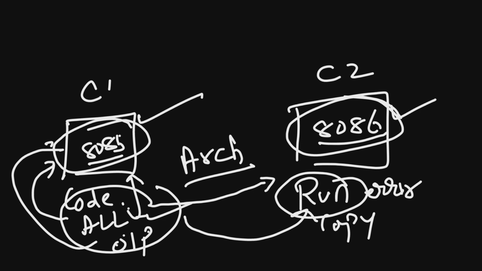So in the case of assembly level language, whatever the code I have written in one computer, it cannot be run in a computer which is having different architecture. This is the main disadvantage of assembly level language.